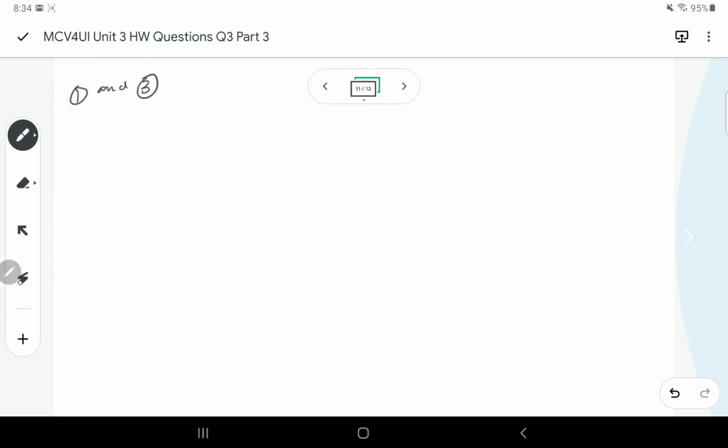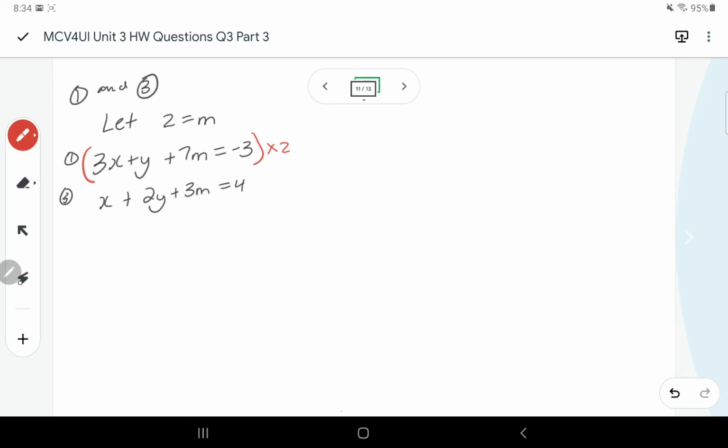So here I don't want to use a t again, just to not repeat the same variable. I'm going to say let z equal m. So line 1 is 3x plus y plus 7m equals negative 3. And then line 3, or plane 3, pardon me, I have x plus 2y plus 3m equals 4. Now, I could multiply this first one to eliminate the y's. I'll multiply that by 2. So I get 6x plus 2y plus 14m equals negative 6.